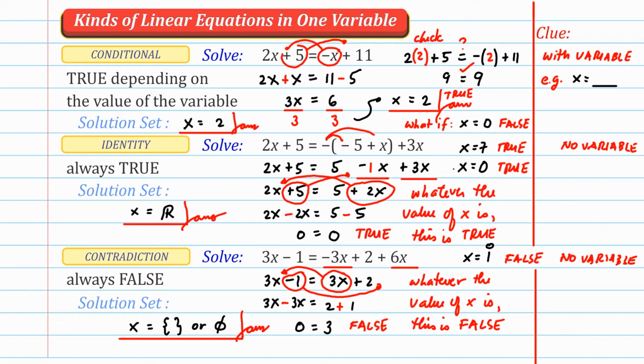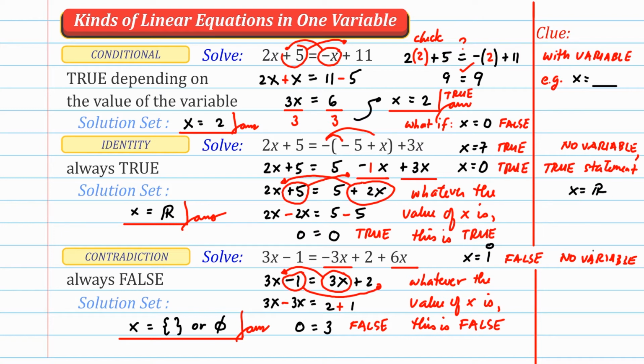Sir, paano pag identity? Ayan o, no variable. Pero yung resulting statement natin dito is true. So, lalagay ko, no variable, and then true statement. Yung number na lumabas, true yun. Sigurado, it's an identity. Okay? Therefore, ang sagot, x is equal to the set of all real numbers.